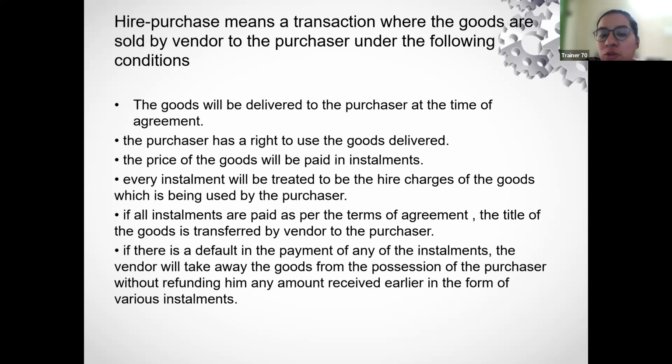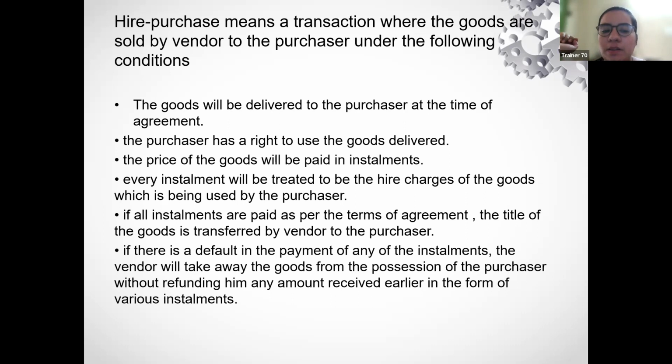The purchaser has the right to use the goods delivered. You have transferred the machinery to me. Mr. A has sent the machinery to me. But he is saying you can't use the machinery for 2 months until you pay 2 installments or 2 hire charges. This can't be the condition. As soon as I have received the goods, I can use them. I have the right to use them. I am the purchaser. Mr. A is the vendor in the scenario.